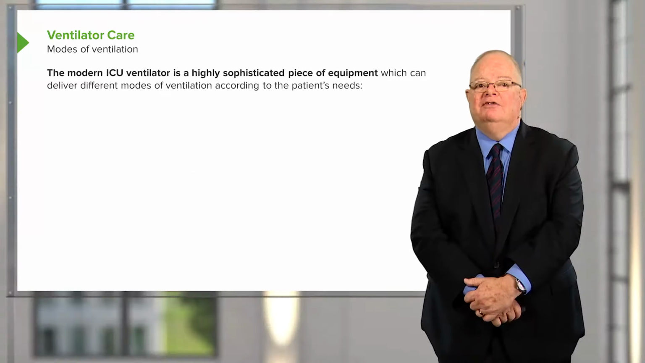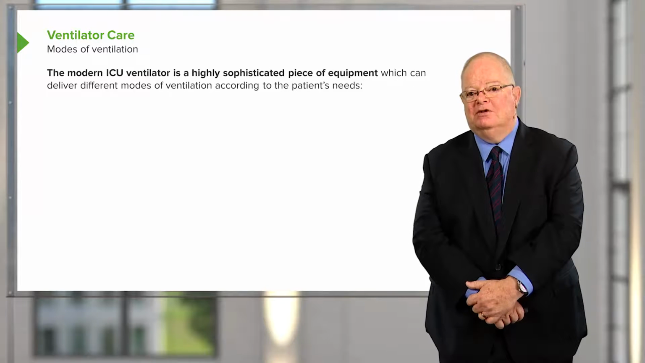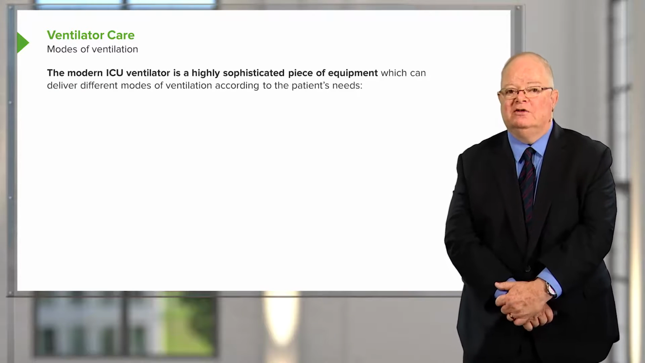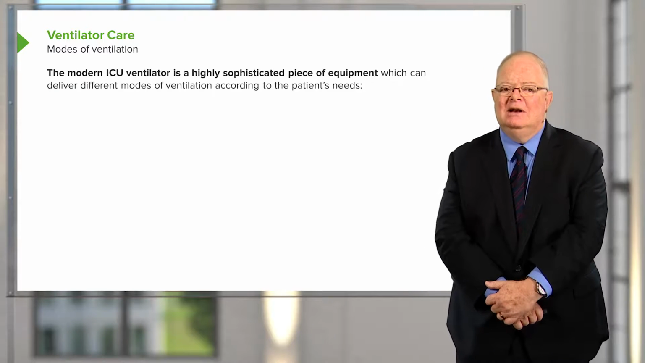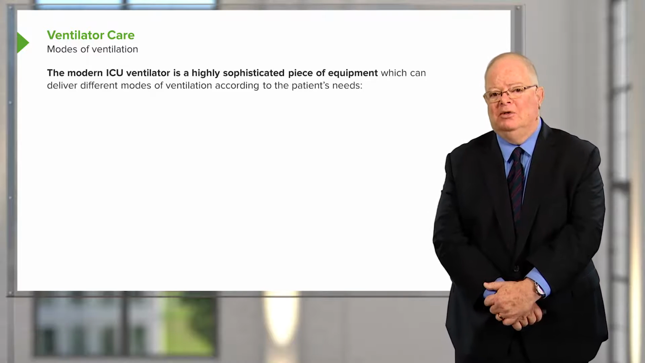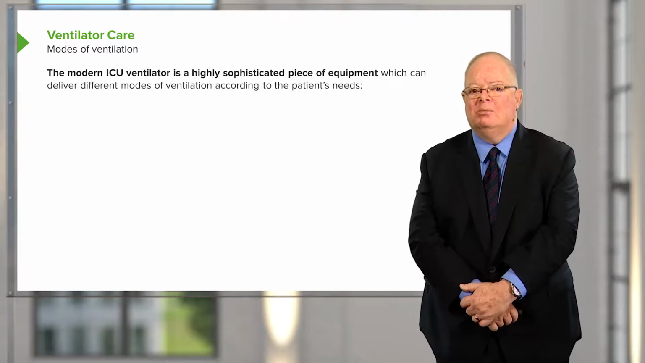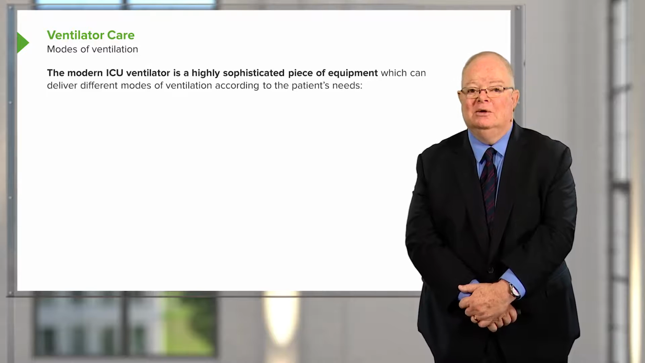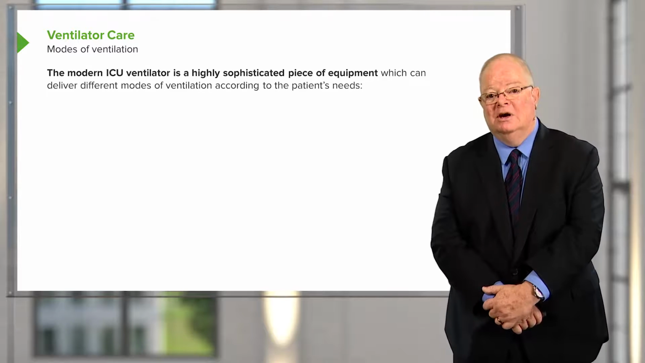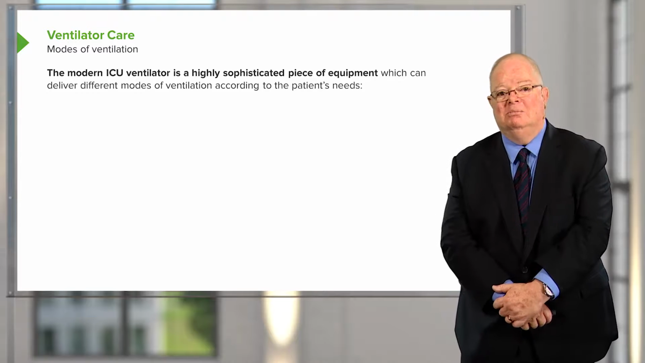So the modern ICU ventilator is a highly sophisticated piece of equipment which can deliver different modes of ventilation according to the patient's needs. It tends to be a little higher quality than the ones we use in the operating room, although that's changing. The ones we're using in the operating room are increasingly being used for critical care patients who are transferred from the ICU to the OR, so we basically need the same equipment in both places.